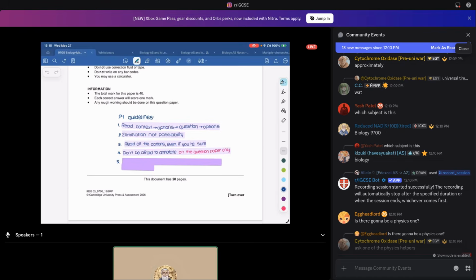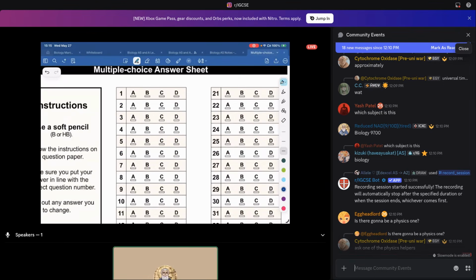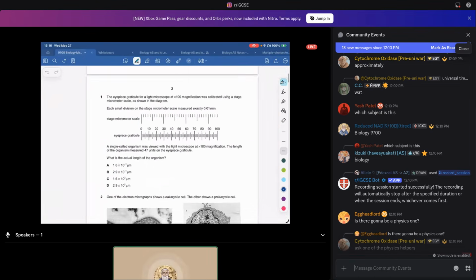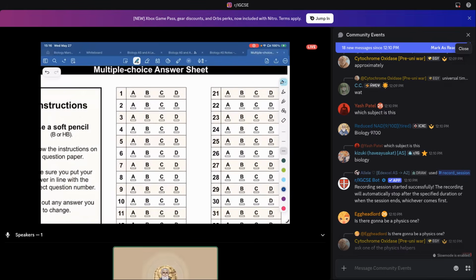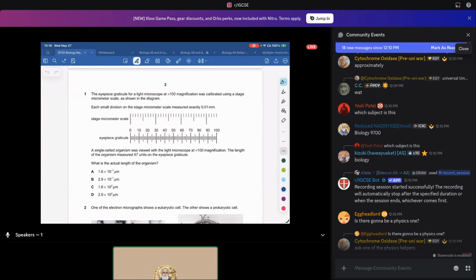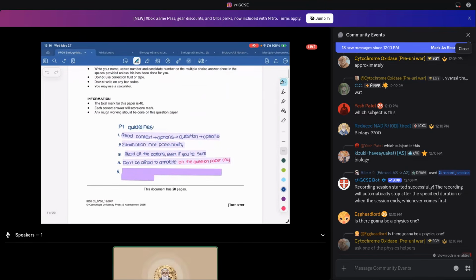Fourth thing is don't be afraid to annotate on the question paper. Sometimes we like our question papers to be completely white, completely nice with just the circles where the answer is filled in. This is the question paper, not the answer sheet. The question paper, this one, not the answer sheet. So you will annotate on the question paper. That's totally fine. Don't be afraid to do it. It'll be much better, and you'll see me annotate while solving.